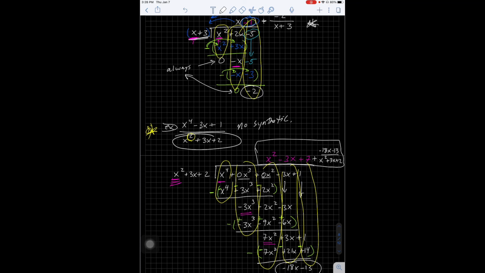Now, if you don't want to use synthetic, that's fine. You can do everything with long division. It will take you longer, and we're going to be doing a lot of these because there's a really huge application for this going forward. So I would recommend learning how to use synthetic division, but long division always works, synthetic only sometimes works. So if you're just going to do one, you have to pick long division.